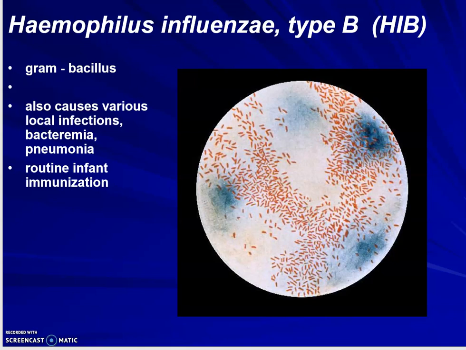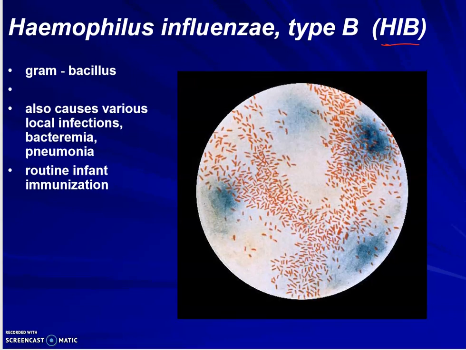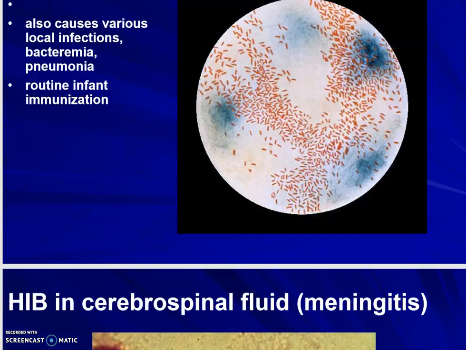This is a bacterium. It is typically the first vaccination that children get. I think as young as 2 weeks of age they will get the Hib vaccine. So Haemophilus influenzae type B translates to the Hib vaccine. It's a gram-negative bacillus. Also causes various local infections. It can cause bacteremia, meaning that your blood carries a lot of these bacteria, and it can also cause pneumonia. And it is a routine infant immunization, typically the first one that babies get.